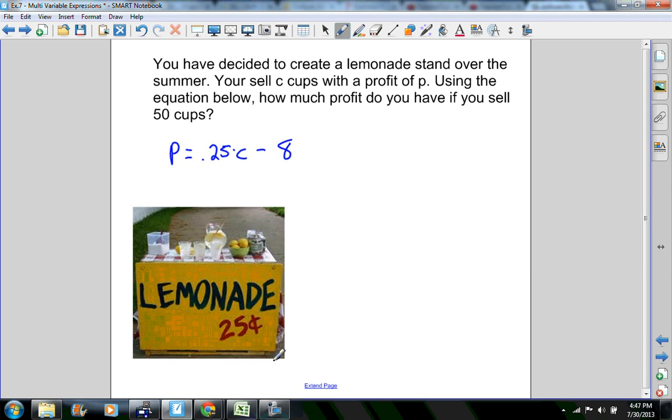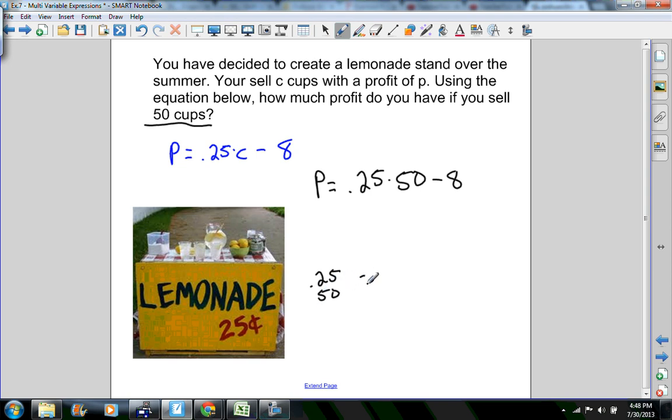Now, throughout all of this information up here, all we actually really care about is 50 cups. And so we take that into this equation. We're trying to find P, so our profit equals 0.25 times 50 minus 8. Well, to do 0.25 times 50, we have to do this.